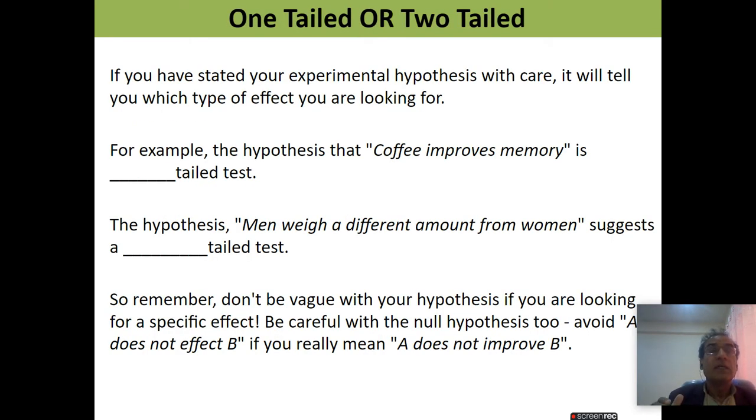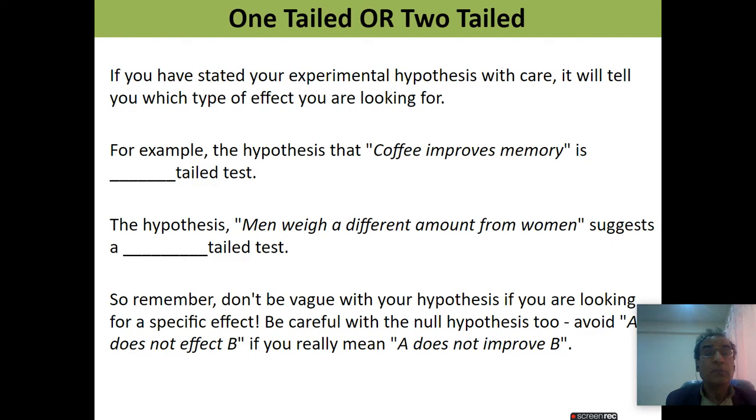Here is a simple test for understanding the one-tail or two-tail. If you have stated your experiment hypothesis with care, it will tell which type of test you are looking for. Fill in the blank. For example, the hypothesis that coffee improves memory is what type of tail test? One-tail test or two-tail test? You have to respond.